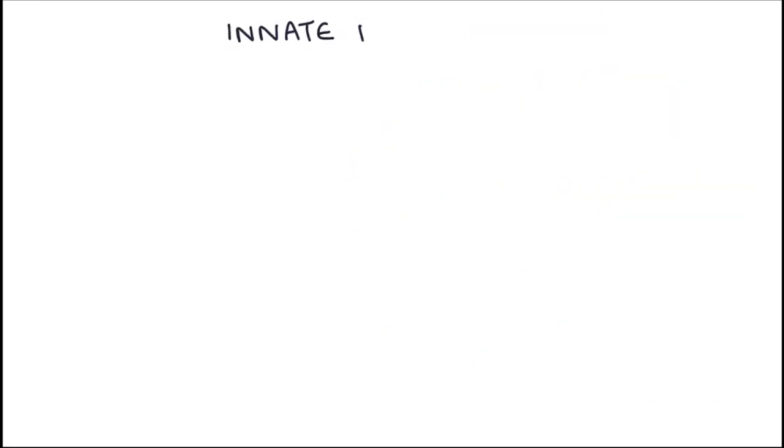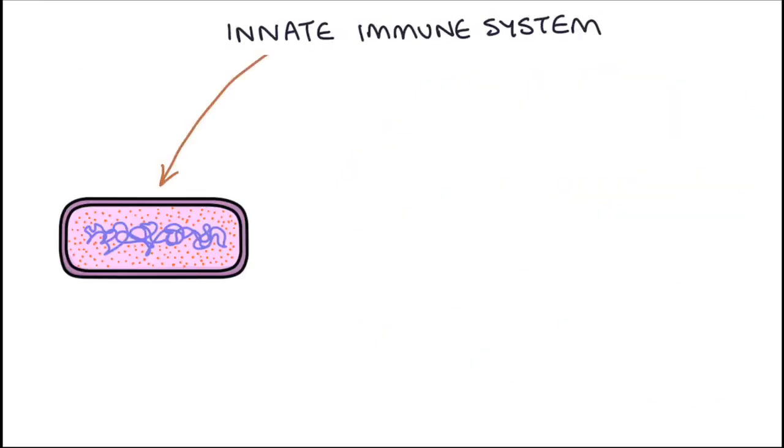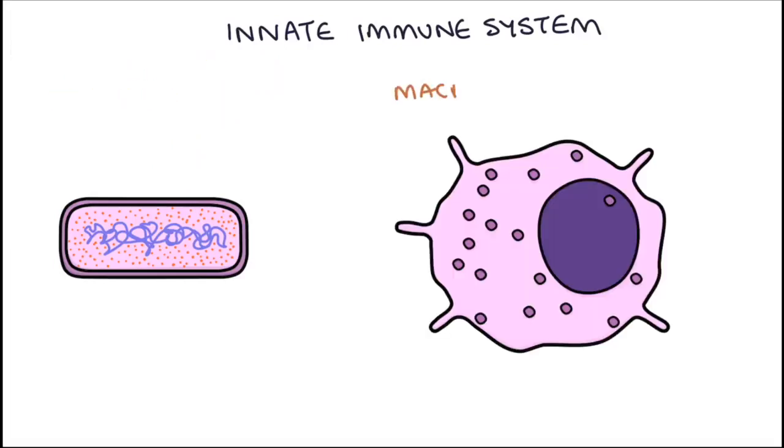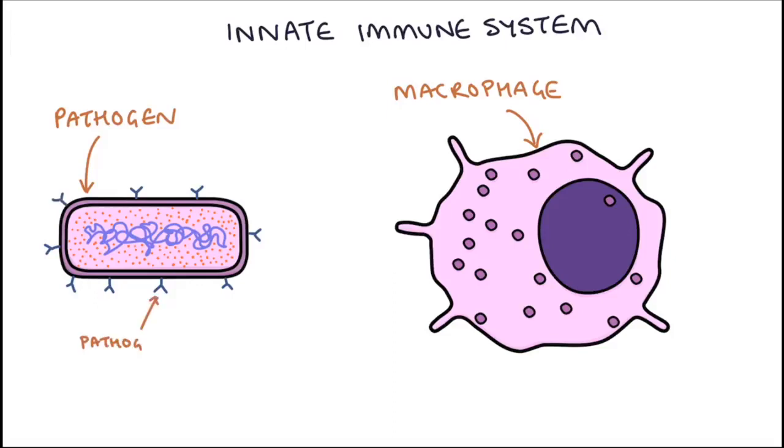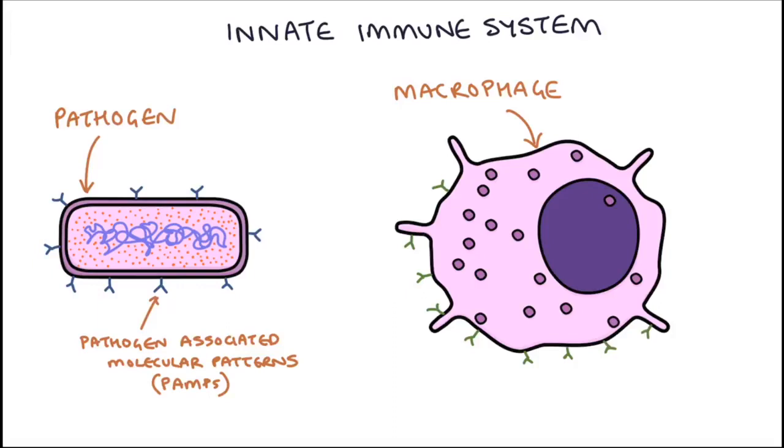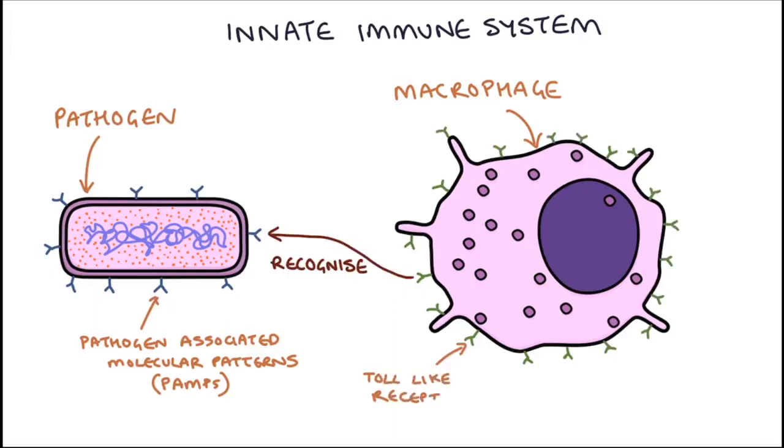First, let's look at how the innate immune system provides an immediate response to infection. The first to respond are the macrophages. They recognize pathogens by specific characteristics that occur on pathogens but don't occur on cells of the body. These characteristics are called pathogen-associated molecular patterns, or PAMPs. They recognize PAMPs using various receptor types, including toll-like receptors.